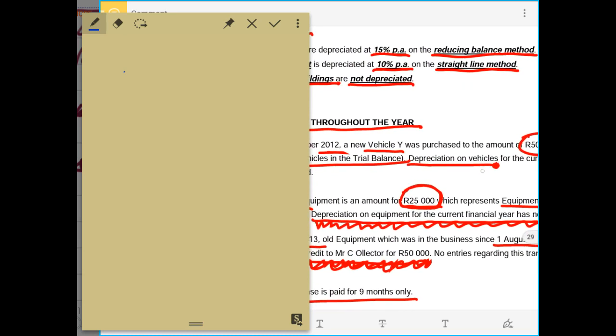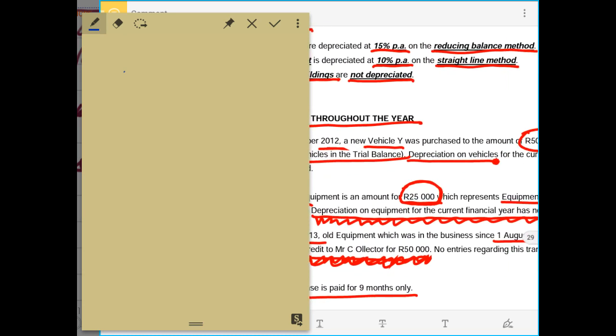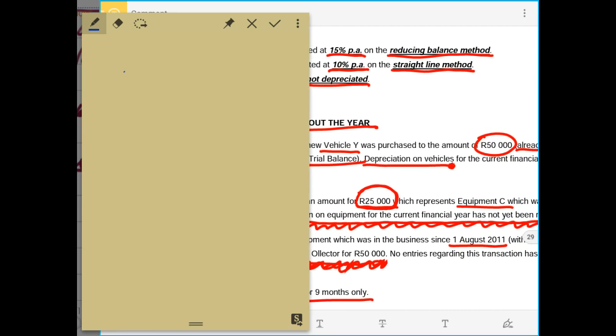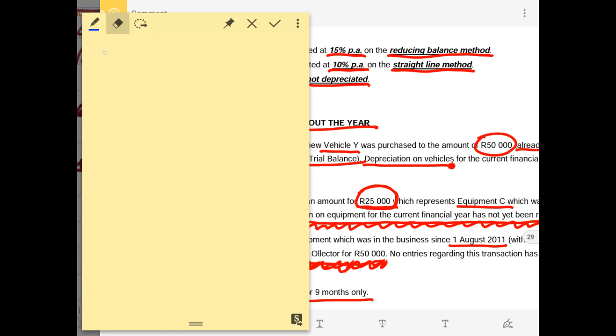So it means we have to calculate our depreciation for vehicle Y first for the current year, because vehicle Y was not there before the current year. So now let us calculate depreciation for vehicle Y. And we say depreciation for motor vehicle Y.